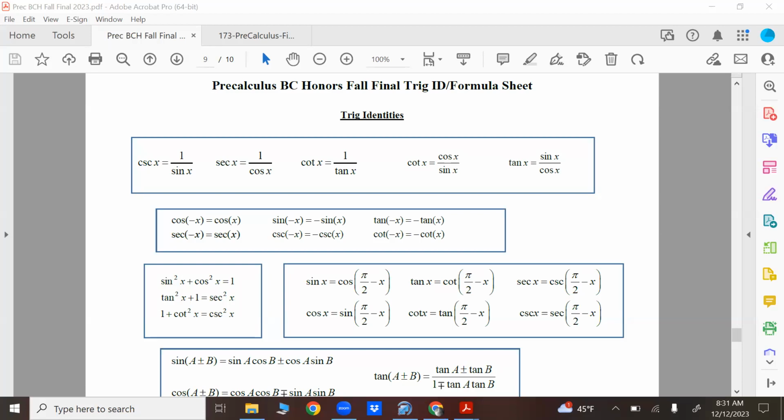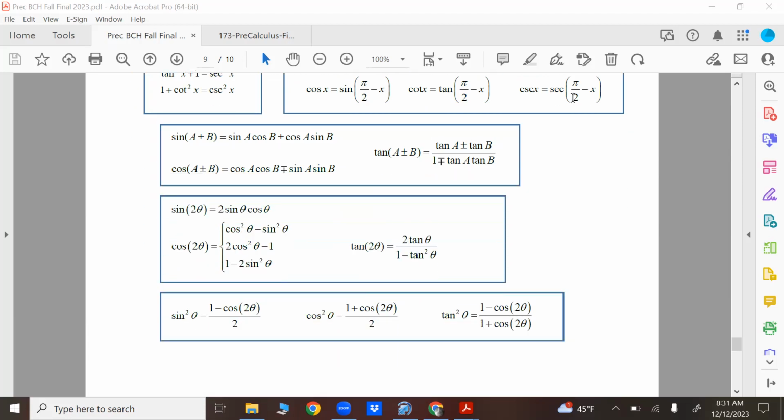Pythagorean identities. If you somehow blank on a variation of it, you can always derive it: divide both sides by sine squared, divide both sides by cosine squared. You get the two variations. The first three rows, you guys should be fine even if you didn't have them, but you'll get them. I think what will help the most will probably be the bottom ones.